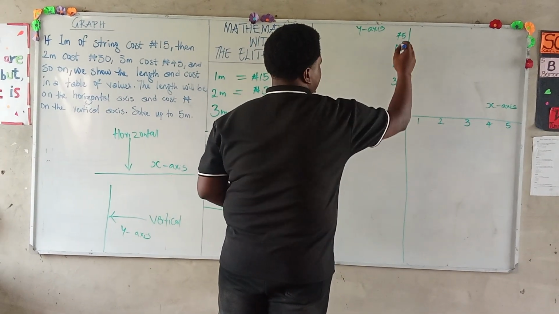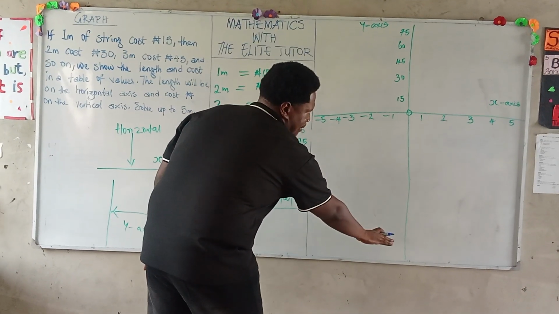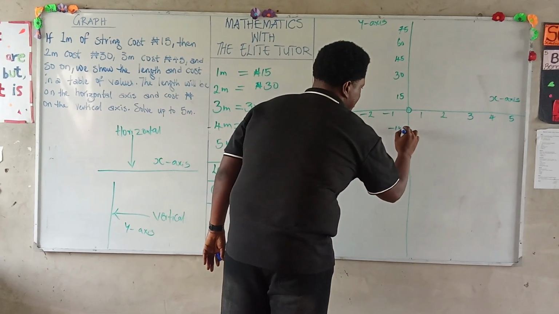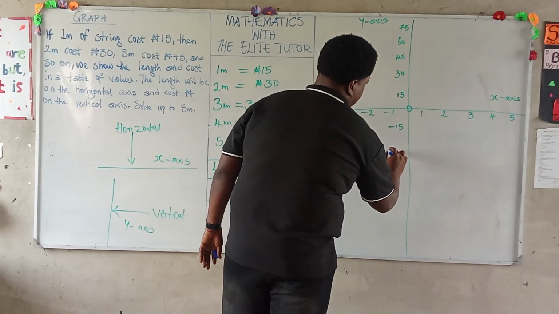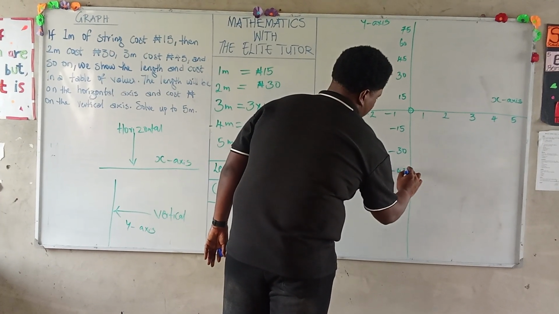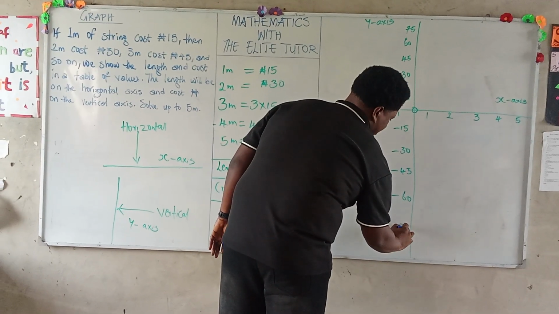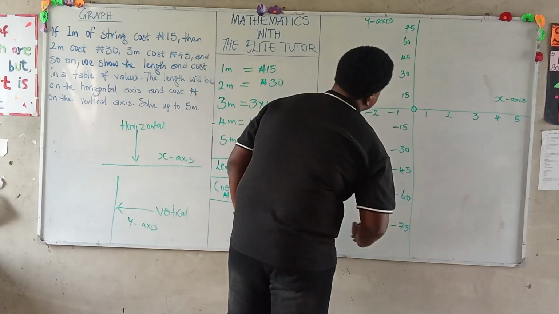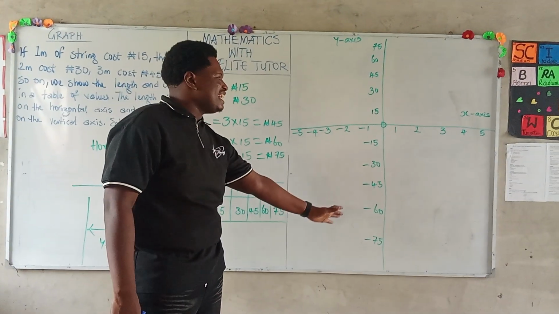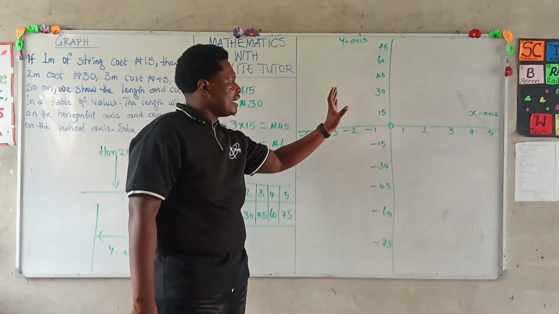Same thing here, but the down part of our y-axis will be for the negative values. So we have negative 15, negative 30, negative 45, negative 60, and negative 75. So we've been able to assign the values to the various quadrants on our graph.